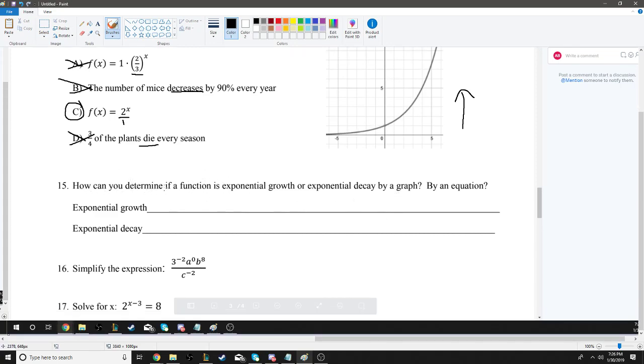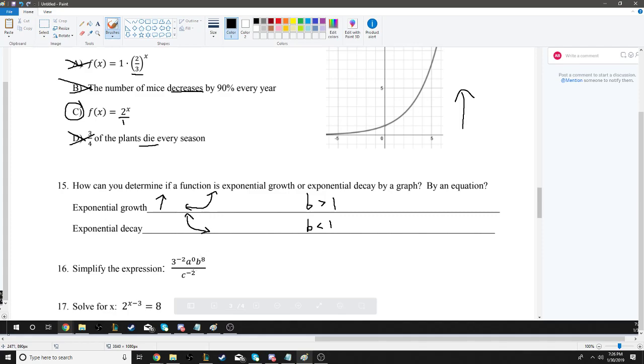This one doesn't really show up on the test, but by a graph, if you look at the graph and the graph goes up, meaning the graph is doing this, that's growth. And if the graph is going down, that's decay. And then by an equation, if b is bigger than 1, it's growth, and if b is less than 1, it is decay.